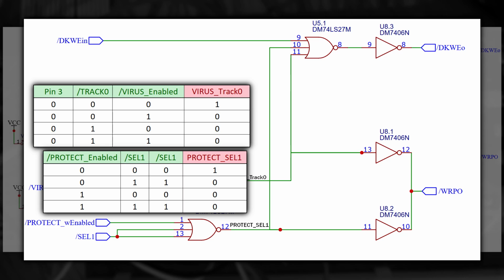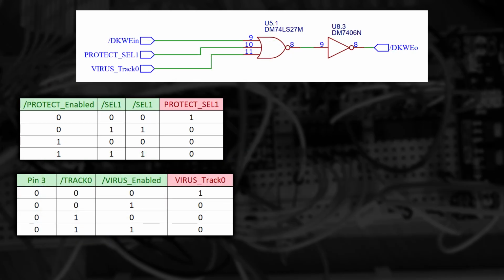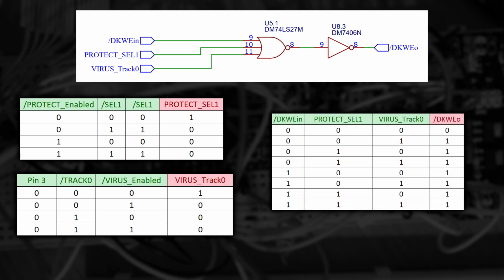Now if we use those new names, we can simplify the diagram and there really isn't much left. So we'll write out our final truth table. And with that we can see that the only time the disk write enable output is ever driven low is when the computer is actually trying to write to the disk, and the protect button isn't pressed while the drive is selected, and finally, when we're not on track 0 with the bootblock virus blocking enabled. Simple, eh? Yeah, I know, the negative logic makes this really more complicated than it feels like it should be. But anyway, that's how it works.